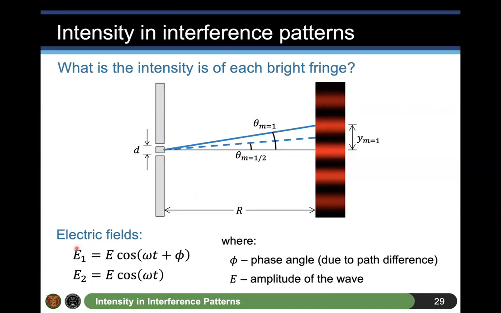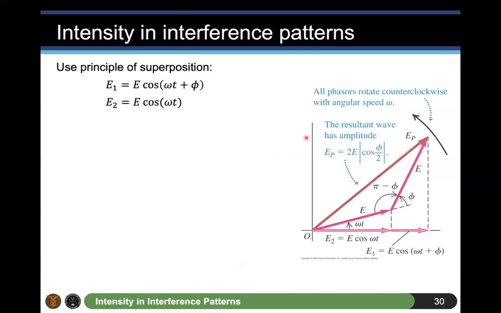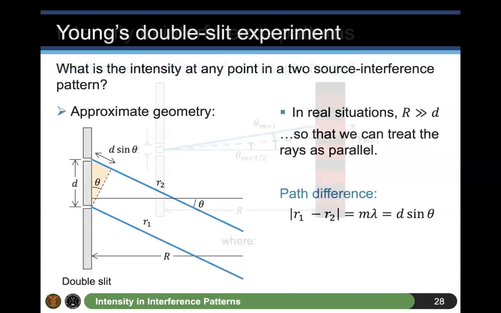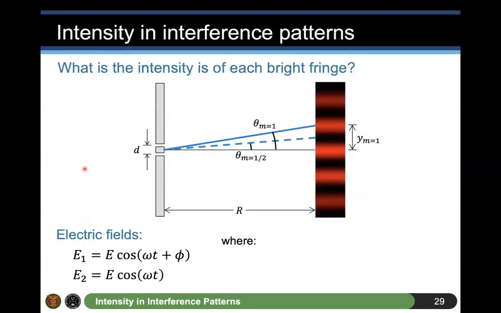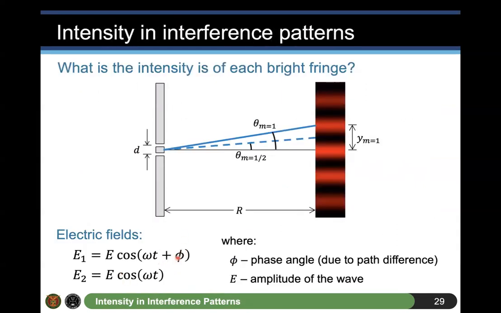E1 comes from the first slit, and E2 comes from the second slit. They have a phase angle or phase difference due to their path difference. What was the path difference earlier? We said it is d sine theta. Due to this path difference, the two waves R1 and R2 also have a phase difference, and that is the plus phi.